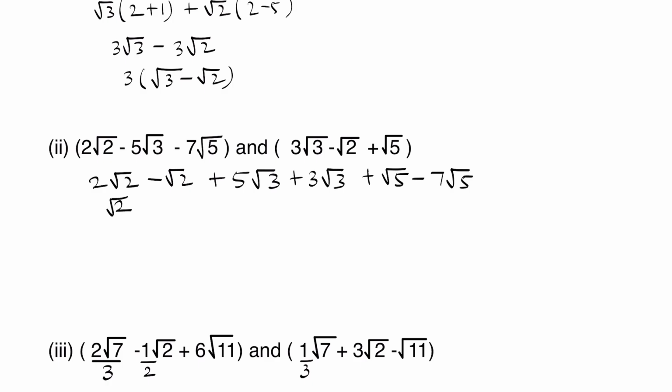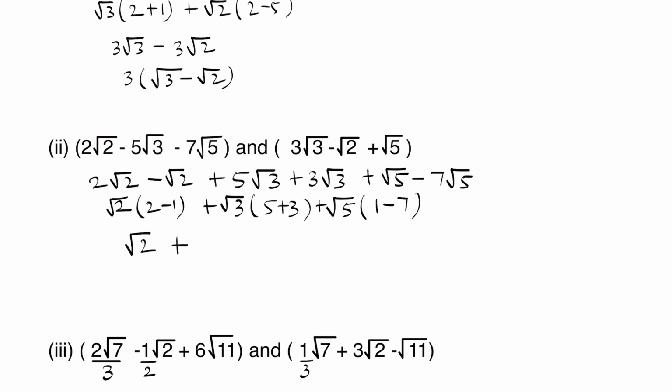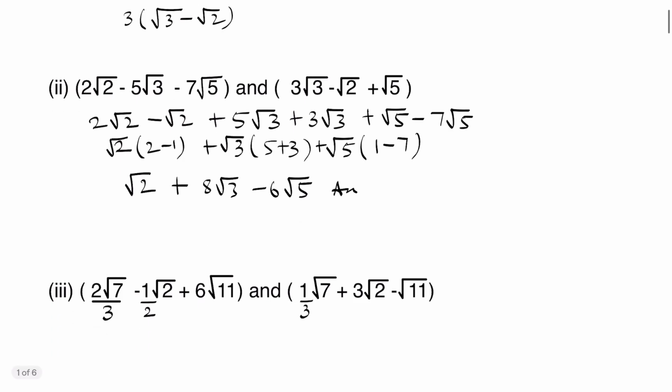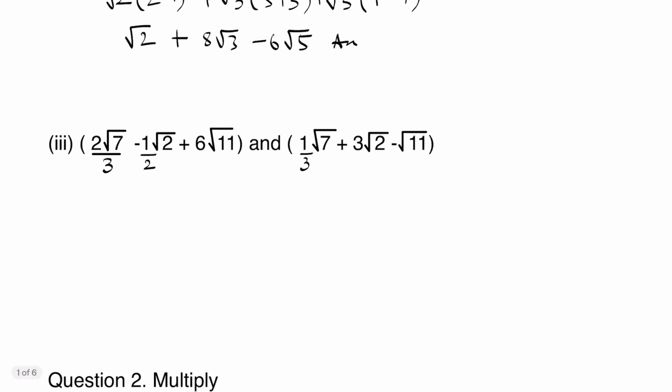Now root 2 is common, 2 minus 1; root 3 is common, 5 plus 3; and root 5 is common, so 1 minus 7. So this will become root 2, since 2 minus 1 is 1, plus 8 root 3, minus 6 root 5. This is the answer.